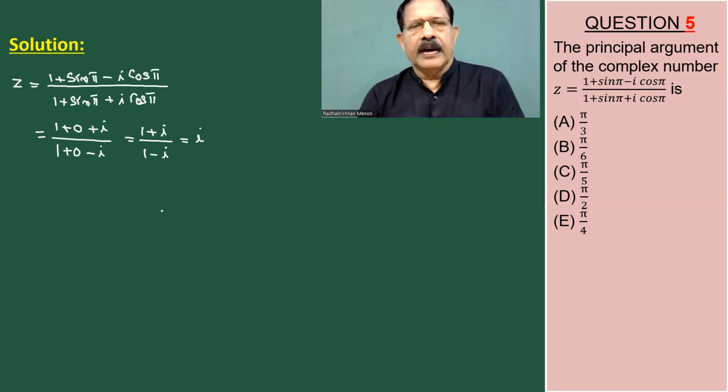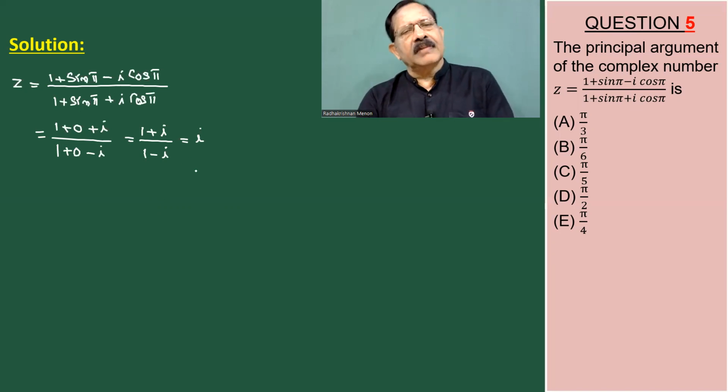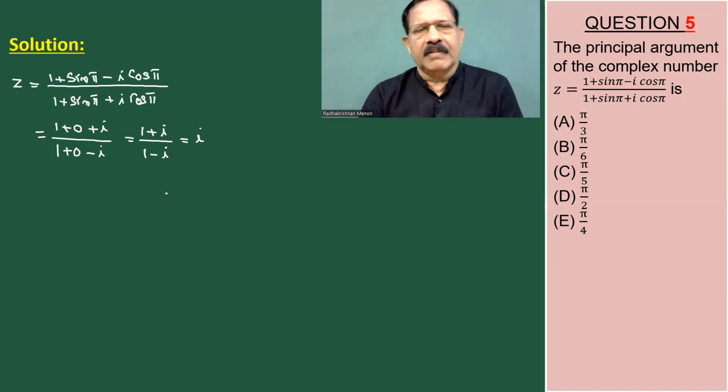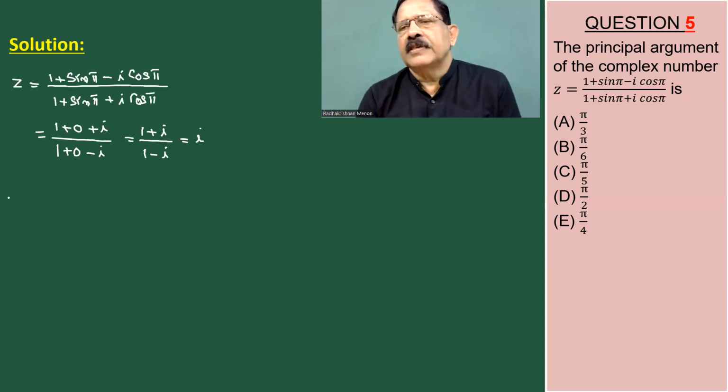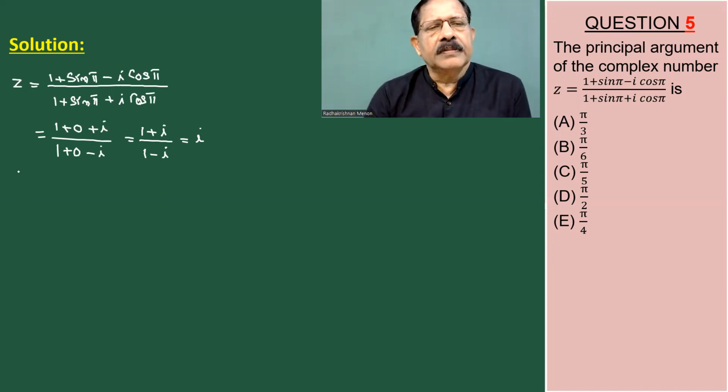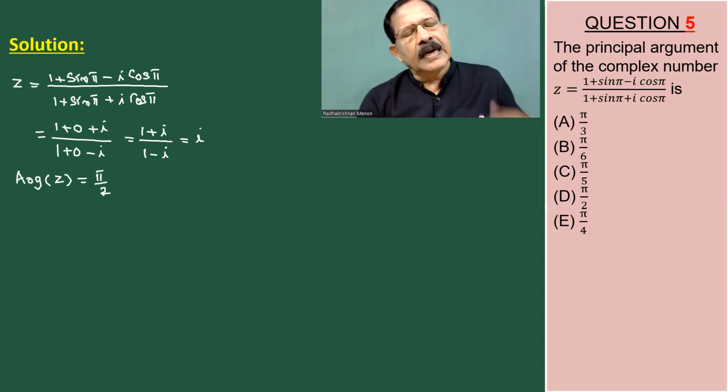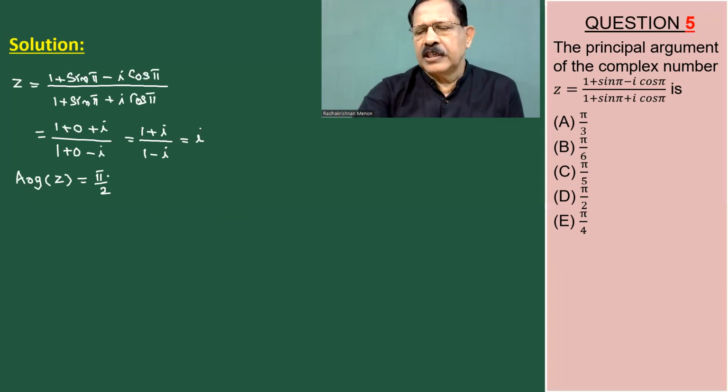If you multiply with the conjugate of the denominator, you will get this result. Now, what is the principal argument? The argument of i is where it lies, on the positive y-axis, the positive imaginary axis. So the argument is pi by 2, or otherwise you can use tan inverse of y by x. No problem. So the answer is pi by 2, that is appearing as option D.